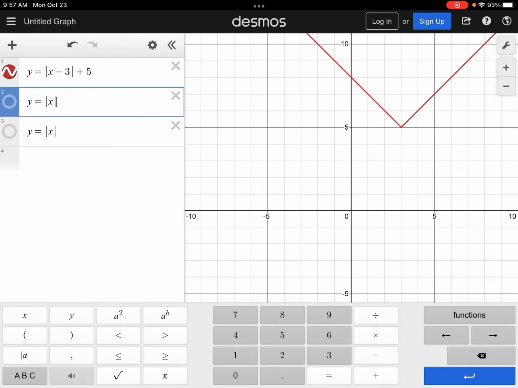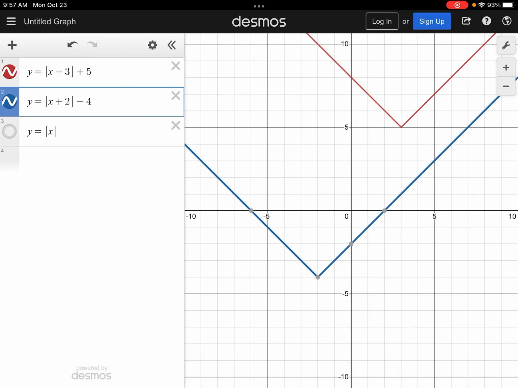If we do another one of these, we have absolute value of x, let's do +2 inside, and then outside we'll do a -4. If we do this, my vertex should be located at -2, -4. All right, so if we actually show this, we should in fact see that the vertex is at -2, -4. We look, we see the vertex, and that does check out.